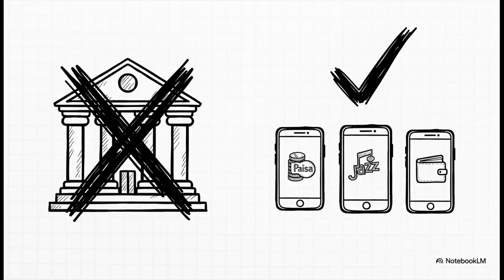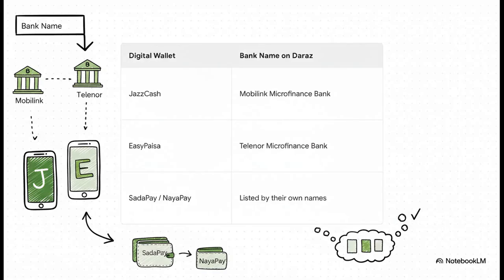And check this out. This is such a great feature that makes Daraz so easy to use. If you don't have a normal bank account, no big deal. You can just link up a digital wallet like EasyPaisa, JazzCash, or SaudaPay to get your payments. It's awesome. But here's a really important little detail. When you're linking that digital wallet, you have to pick its official bank name from the drop-down menu. So as you can see, for JazzCash, you need to find and select Mobile Link Microfinance Bank. For EasyPaisa, you're looking for Telenor Microfinance Bank. Getting this right is absolutely essential to actually get paid.